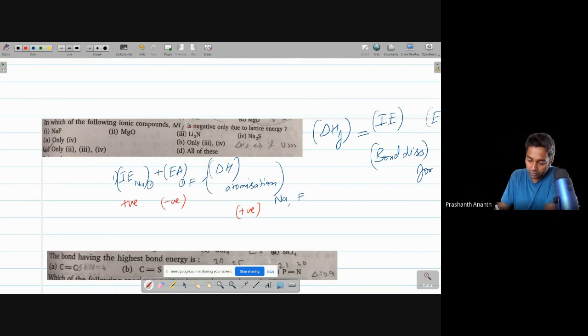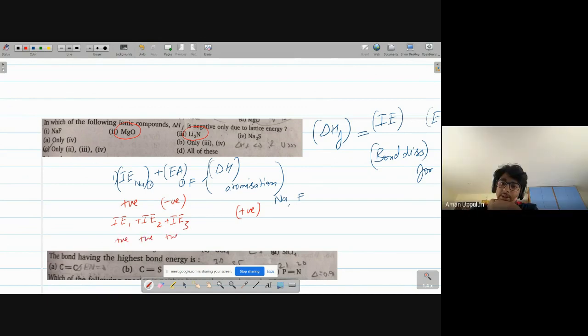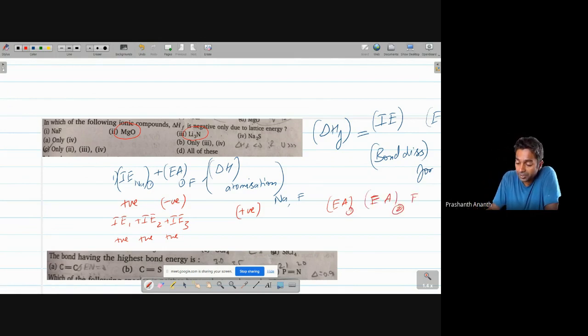Let's look at it for Li3 and MgO. It will be IE1 plus IE2 in those cases, right? And in some cases, it will also be IE3. But all of them are going to be positive anyway. And if I'm considering EA1, EA2, and in some cases EA3, we're going to be having EA1 being negative, but EA2 and EA3 are going to be positive. That part is clear now? Yes, sir. So why is EA2 and EA3 positive?